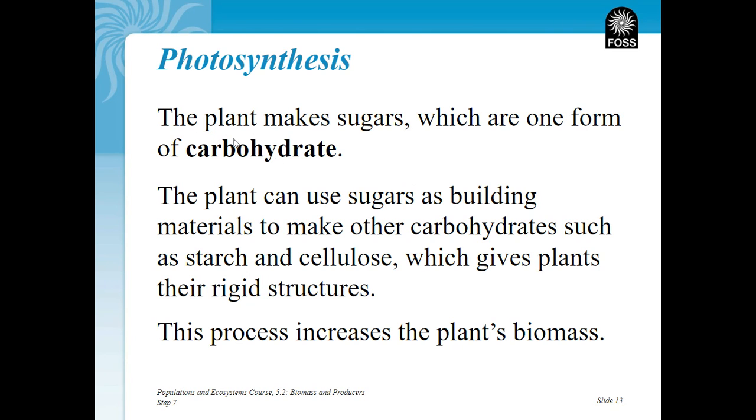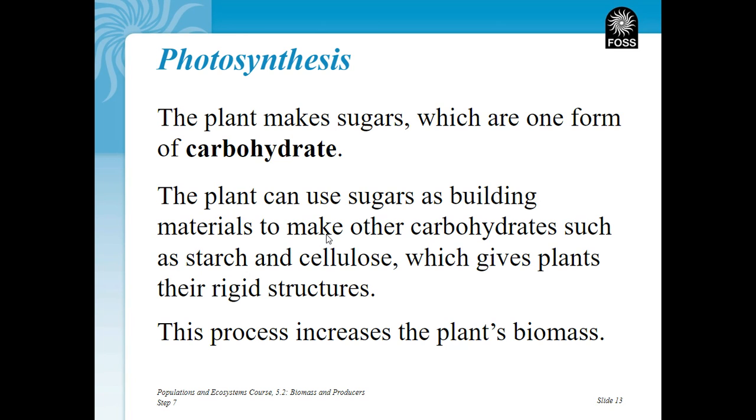And all that is, that's the scientific name for different groups of sugars that they can make. Because what the plants can do, they can take those carbohydrates and they can use them as building materials, like building blocks, almost like Legos, and stick them together to make even bigger carbohydrates like starch and cellulose. And that's what makes up the rigid parts of the plant, like their cell walls, their bark, their leaves. They're all made of starch and cellulose.